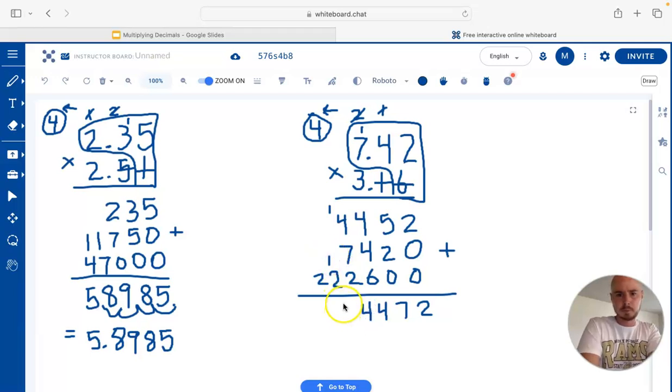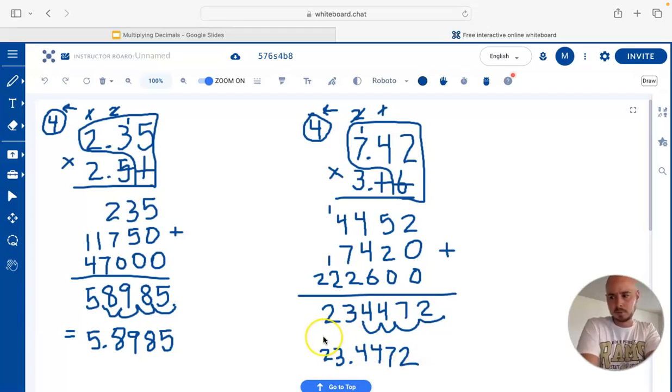Regroup. 2 and 1 makes 3. And 2 just drops down. There's nothing to add it to. I need to move it over 4 times, starting all the way to the right. That's 1, 2, 3, 4. So it's 23.4472. And it's in the 10,000ths place, so that would be my answer.